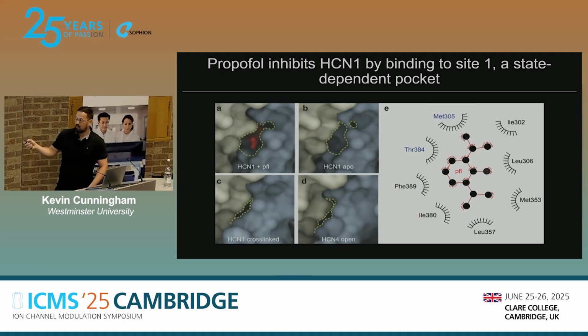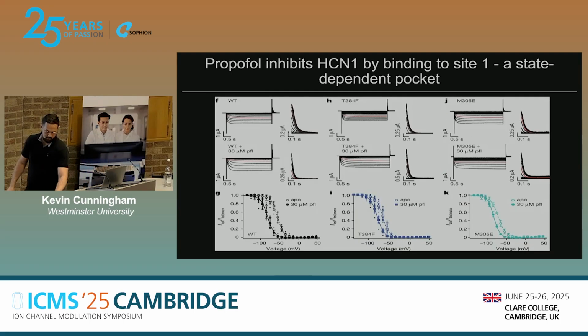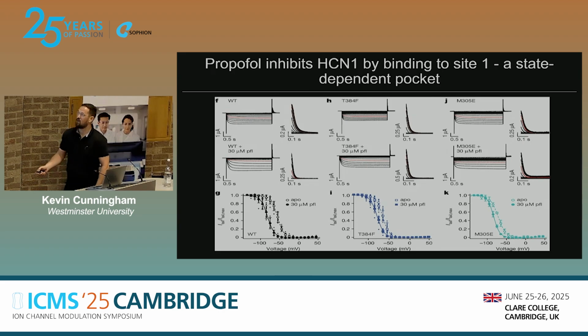So again, we were looking at the residues that were involved, so we went and did some 2-electrode voltage clamp, and what we found was we saw a shift of about 30 millivolts with Propofol binding to the wild type, but this was reduced in those mutations where we partially occluded that pocket.